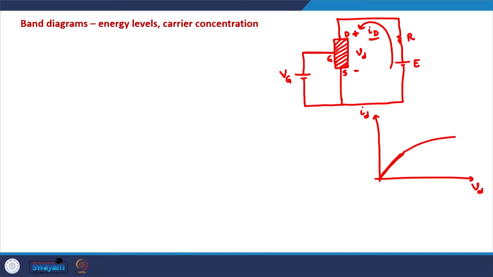Up to this point it is linear, and after that it starts saturating and becomes almost saturated for higher drain voltages, and this is at a specific gate voltage. If the gate voltage is changed, this is how it changes. So, let us say this is VG1, this is VG2, this is VG3, and these are various IV characteristics of the MOSFET. Okay, so this is typically how the MOSFET characteristics look like.